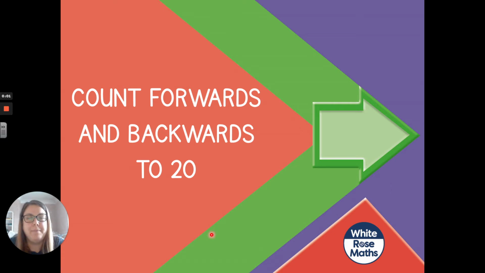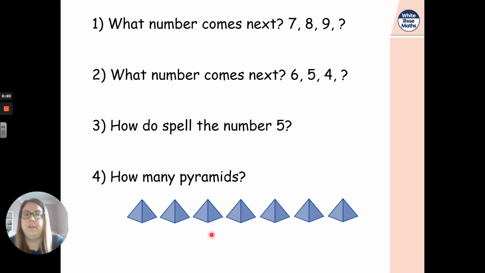Hi, today in maths we're going to be doing some counting forwards and backwards to 20. So we really should know all our numbers within 10 now. And some of you I know will be able to count forwards and backwards to 20, but it's about knowing our teen numbers now and how we can use our number bonds that we've already learned to help us with our teen numbers.